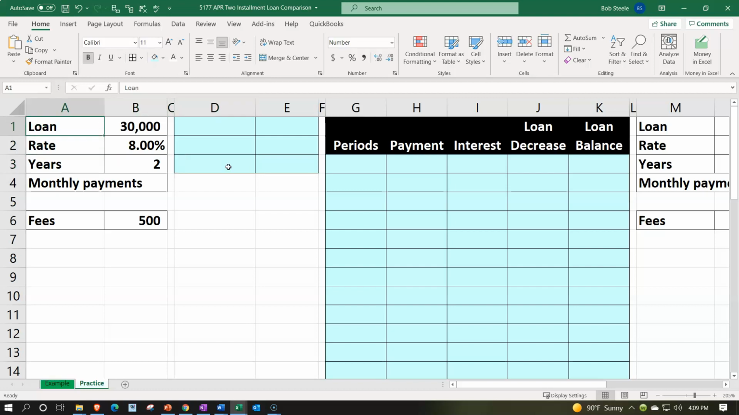So in any case, on the left, we've got the loan, $30,000. Rate is going to be 8%. It's going to be simply a 2-year monthly payment loan. Fees, though, are going to be $500.